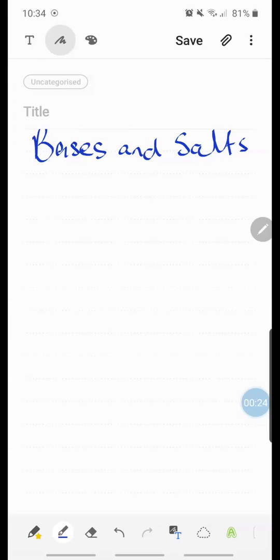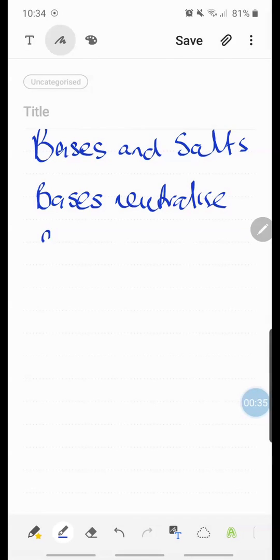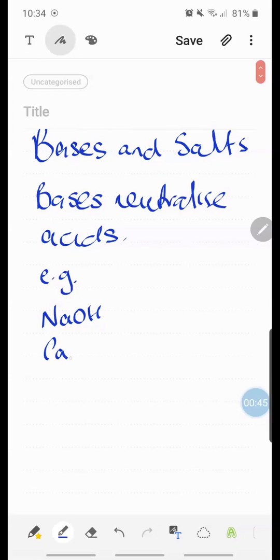So we've already studied that bases neutralize acids. Examples of bases: sodium hydroxide, calcium oxide, all group 2 oxides, all group 2 carbonates. These are the ones we're going to focus on. A difference between a base and an alkali is that alkalis are soluble in water.